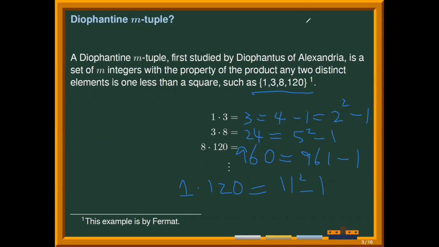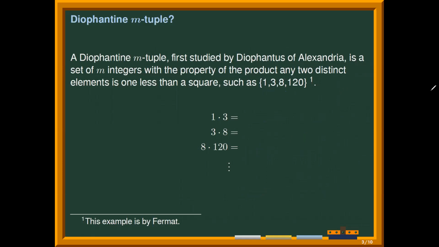Is this definition of Diophantine M-tuple clear enough? Okay, if I don't hear anything, I think someone wanted to say something. Okay, some background noise, I can see.